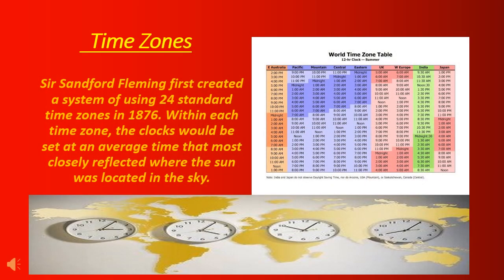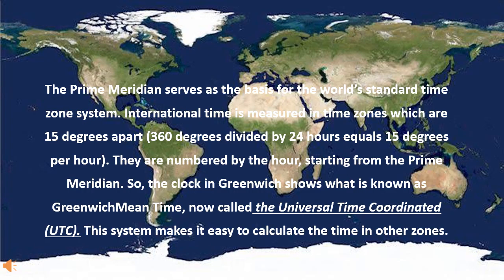Time zones. Sir Sandford Fleming first created a system of using 24 standard time zones in 1876. Within each time zone, the clocks would be set at an average time that most closely reflected where the sun was located in the sky. The prime meridian serves as the basis for the world standard time zone system.